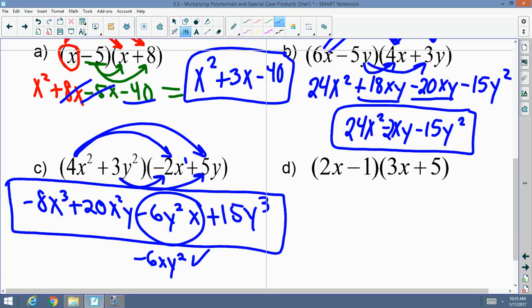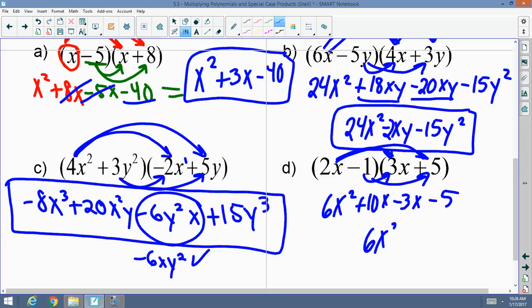How about this guy? 2x times 3x is going to be 6x squared. 2x times 5 is going to be 10x. Negative 1 times 3x is negative 3x, and negative 1 times 5 is negative 5. So now add up like terms. So I got 6x squared plus 7x minus 5.